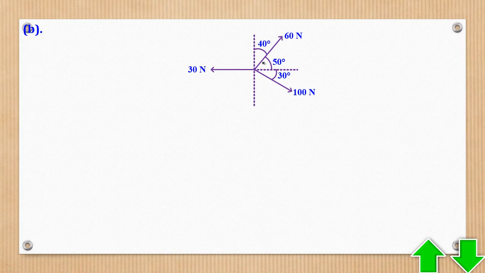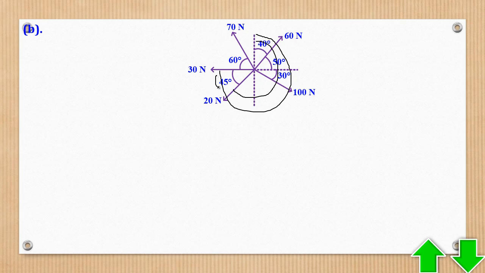Then 70 Newton bearing is 330. So if this is 330, and from here it is 270, then 330 minus 270 gives you 60. Then 20 Newton bearing is 225. So from here it is 225, and the whole of this is 270, so 270 minus 225 gives you 45, which is here.